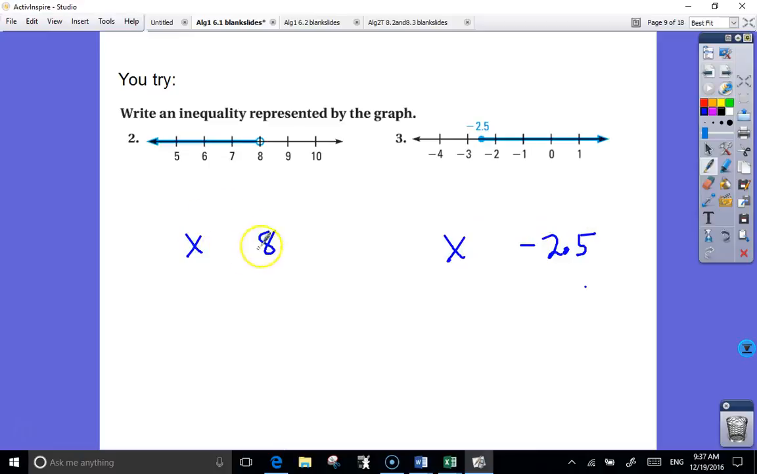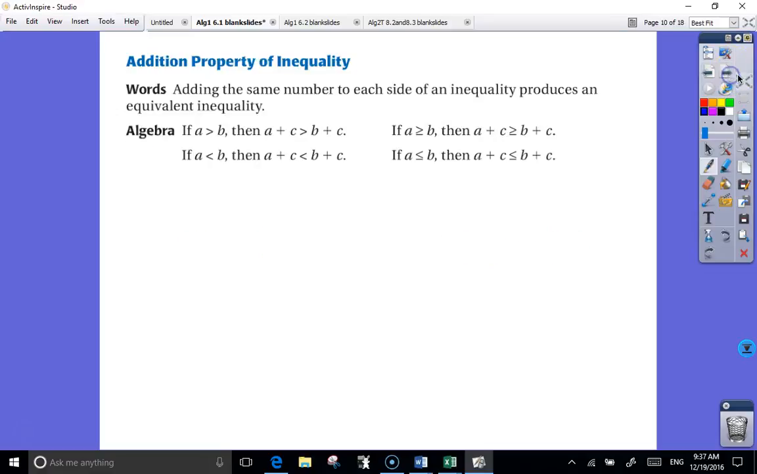Okay, what goes in between the x and the 8? What goes between the x and the negative 2.5? Okay. Any questions on that? Okay, shouldn't be.